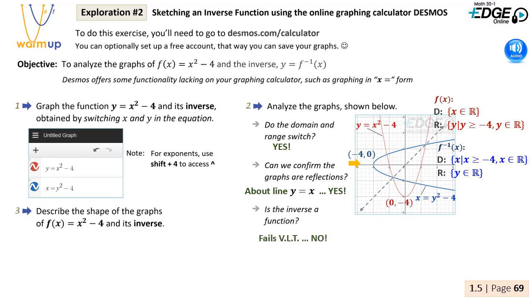While these two graphs are inverses of one another, they are not both functions. Our blue graph, which is the inverse, fails the vertical line test. This means that some x values generate more than one y value.